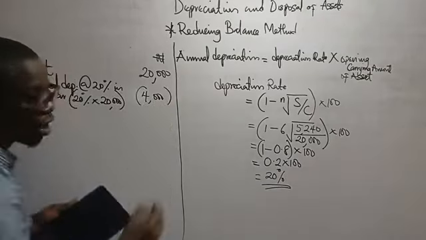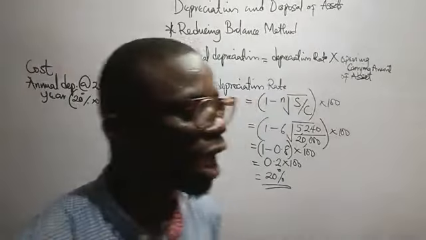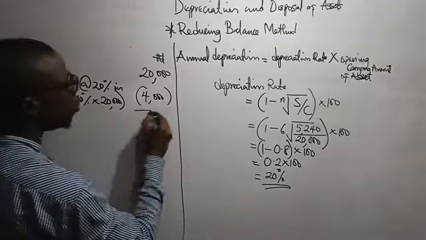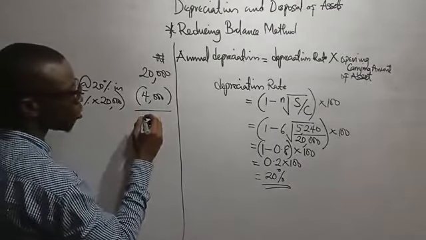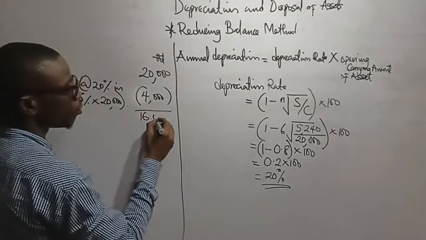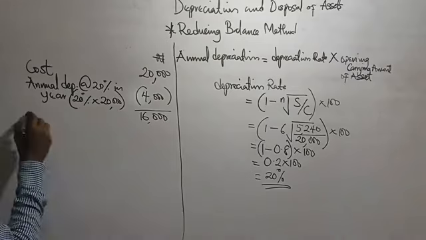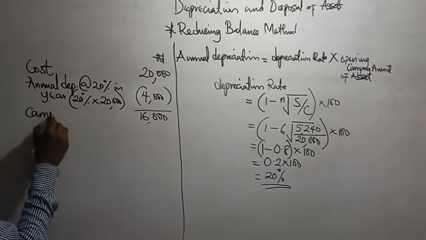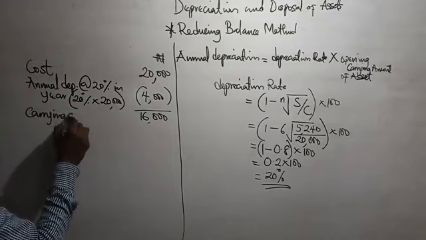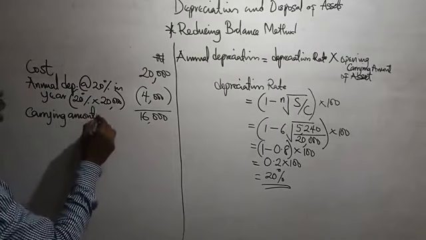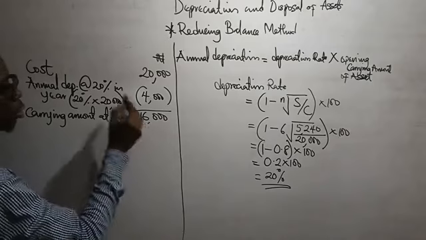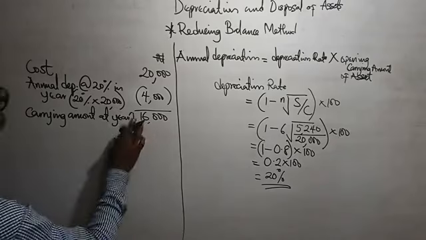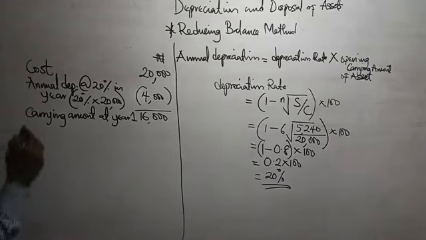That will give us 4,000. And don't forget, what is carrying amount? The carrying amount in year one will be cost minus annual depreciation. What's the annual depreciation? 4,000. That will be 16,000. So 16,000 is the carrying amount at year one. So let's go to year two now.